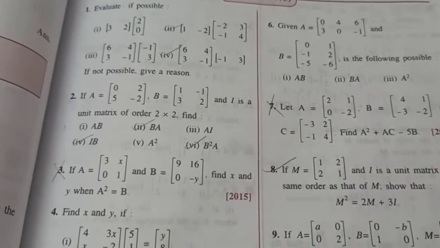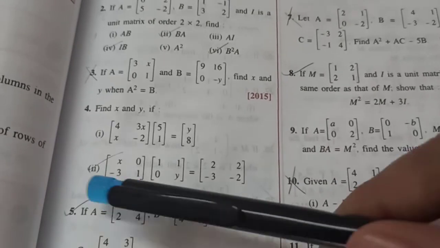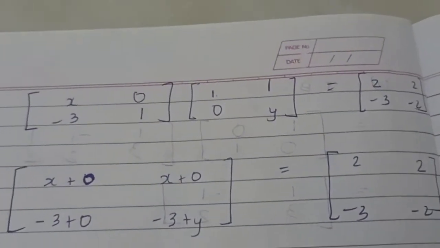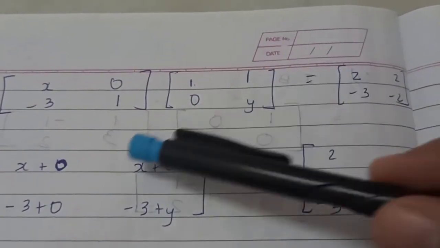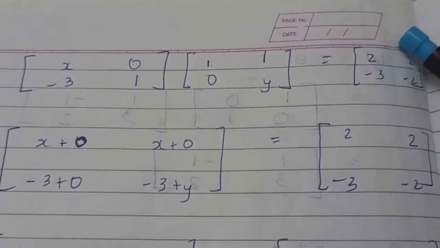Cancel question number 3. Let's do 4.2. Now here they have given that this into this is equal to this matrix, and we have to find the values of x and y. Since it's already given as equal, we can write the equation. There is no LHS RHS here. There is no proving sum here.